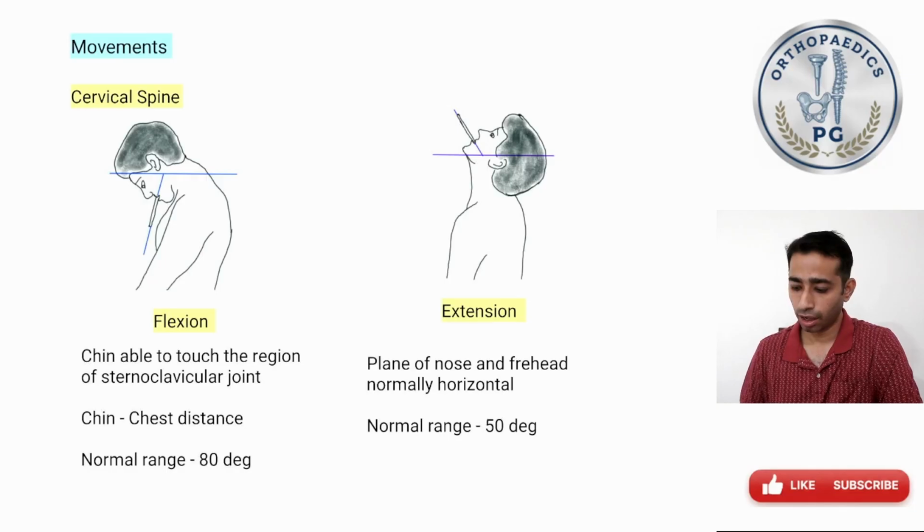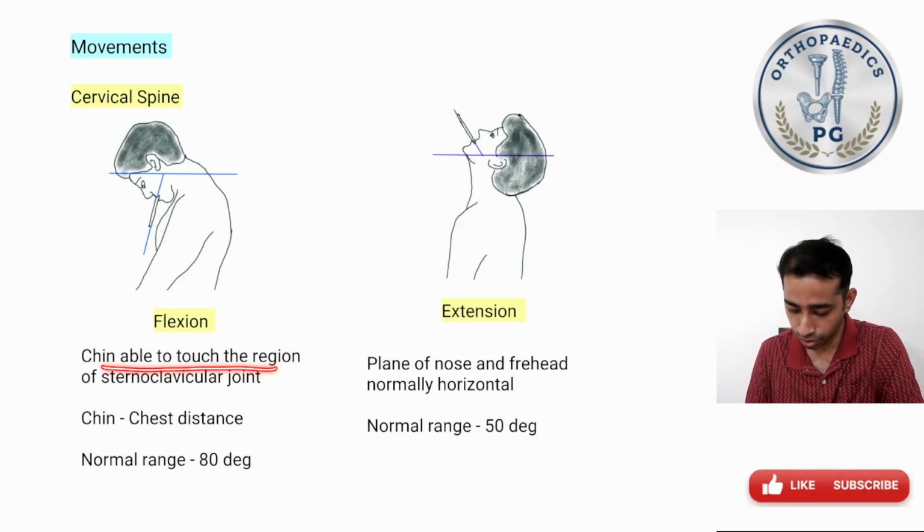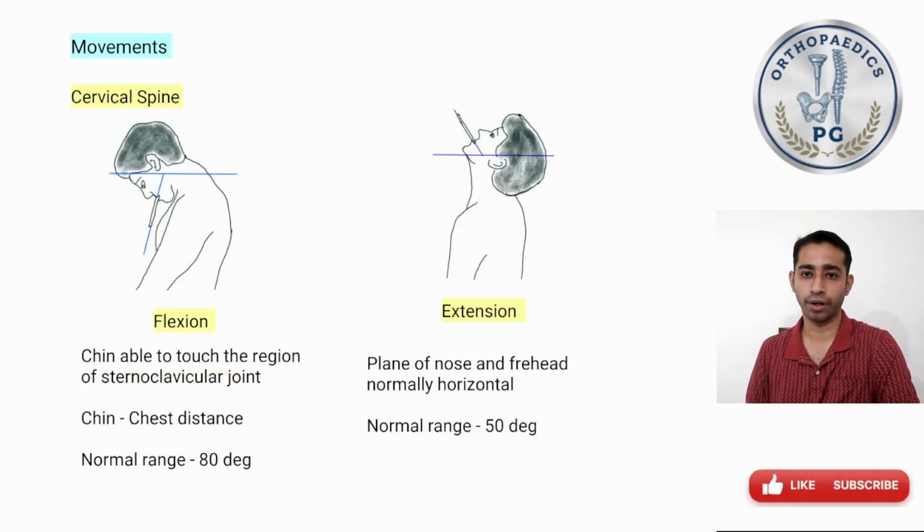The next thing we check are the movements. In the cervical spine, the movements are flexion, extension, lateral flexion, and rotation. So, in flexion, normally the chin is able to touch the region of the sternoclavicular joint. We can also measure the chin to chest distance. For measuring the degree, we can place a spatula in the mouth and measure the angle the spatula makes with the horizontal. So the normal range of flexion is around 80 degree.